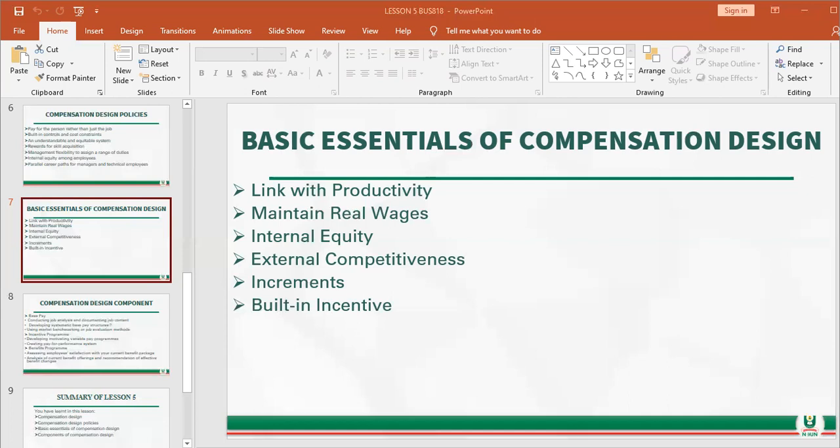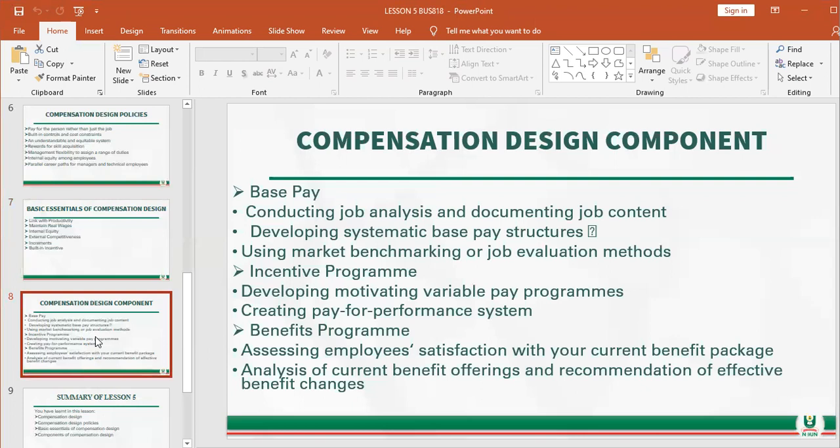And we move on to compensation design components. And what are compensation design components? So we're going to be looking at them. Under compensation design components, we have three aspects. We have the base pay, we have the incentive program, and lastly, we have the benefit program. So we are going to be talking about each and every one of these components.